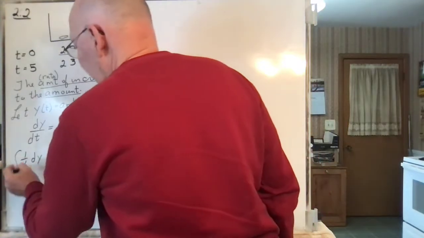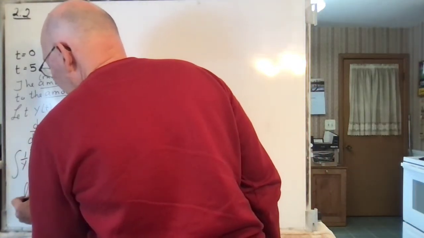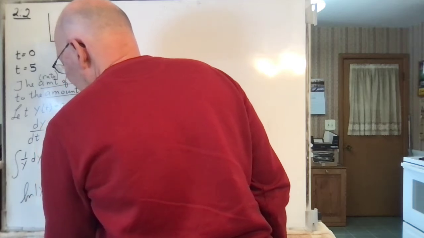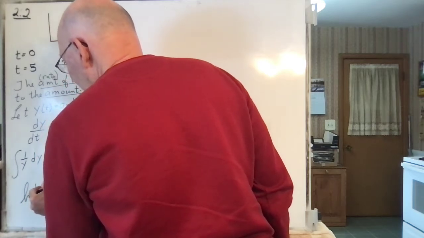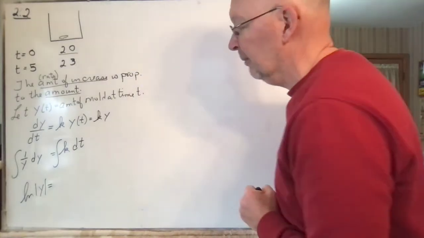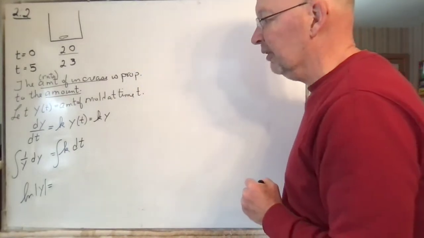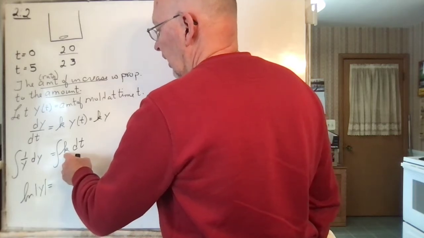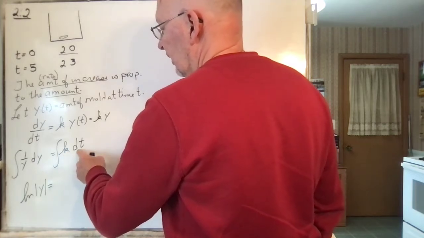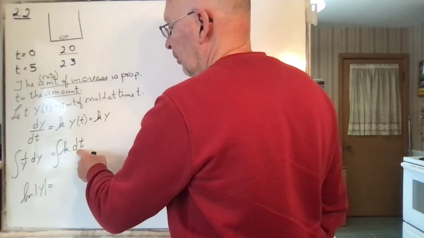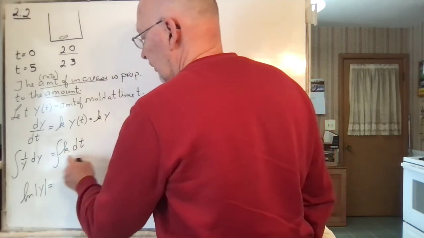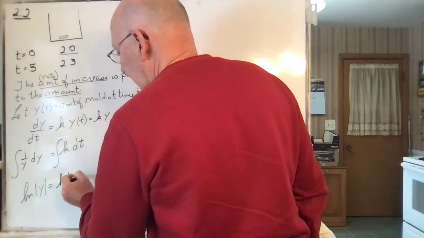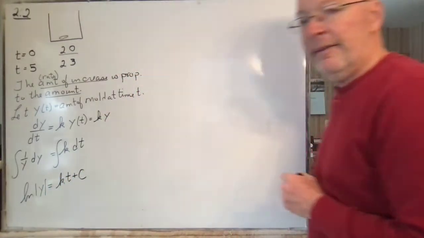So the antiderivative of 1 over y is the ln of the absolute value of y plus a constant. And again, since I'm going to add a constant to both sides, I might as well just wait and add it to the other side, because one constant minus another is still a constant. The antiderivative of k, k is just a constant. The variable is t, so the antiderivative of this is just going to be kt, and then I'll add on the constant plus c. Okay?